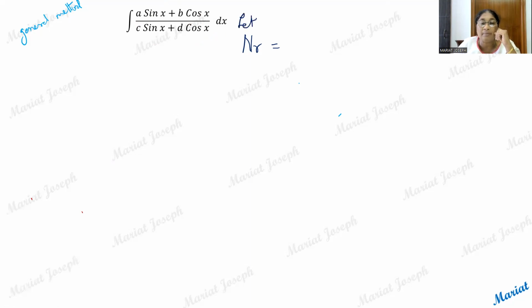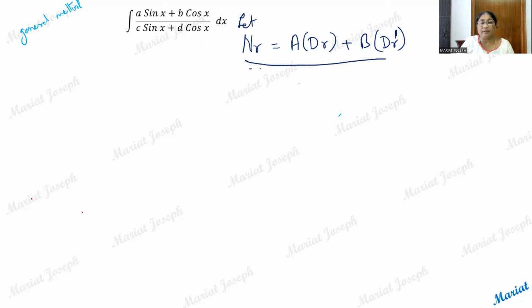Let the numerator be equal to a constant into the denominator plus another constant into the denominator's derivative. We want this pattern. Write this down. What is the pattern we use? Numerator equals A into denominator plus B into denominator's derivative. Dash means derivative, the denominator's derivative. So we need to change the numerator in this pattern. What is the numerator? This is the numerator. So this is the general method.